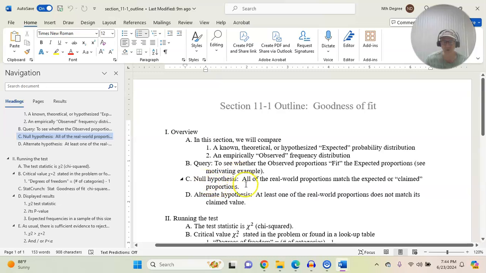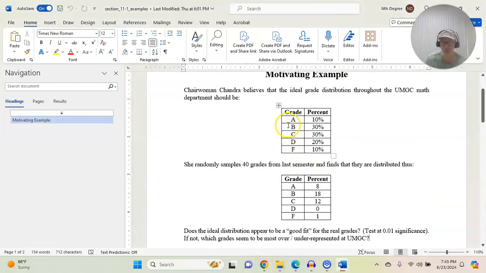The null hypothesis will be that all of the real-world proportions match the expected or claimed proportions. In other words, when I say all the proportions, I mean in this example, the A's, B's, C's, D's, and F's. So the null hypothesis would say, basically, this number of A's represents about 10% of the total. 18 B's represents about 30%. 12 C's represents about 30%. Etc. Or if they're off by a little bit, it's within a reasonable sampling error.